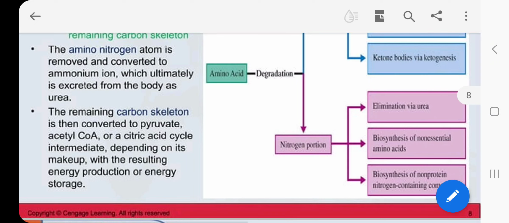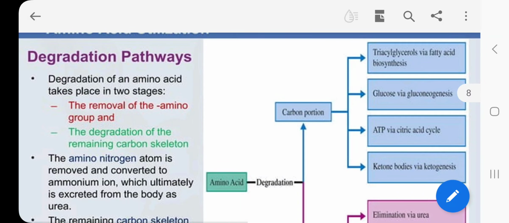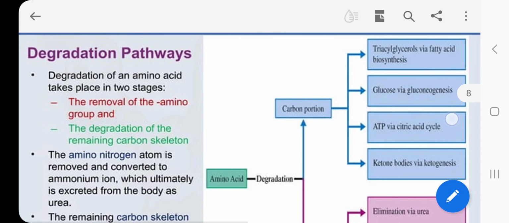Second, biosynthesis of non-essential amino acids. And thirdly, biosynthesis of non-protein, nitrogen-containing compounds. As for the carbon portion, merong 4. Triacylglycerols via fatty acid biosynthesis. Second is glucose by gluconeogenesis. Thirdly is ATP via the citric acid cycle. And fourth, ketone bodies via ketogenesis.